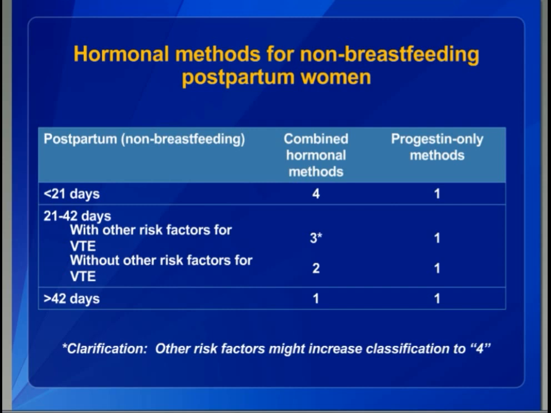As you can see from the recommendations here, the recommendations decrease in restriction depending on the timing from delivery and the woman's other VTE risk factors. All progestin-only methods are Category 1 at any time postpartum, as these methods are not thought to increase VTE risk.